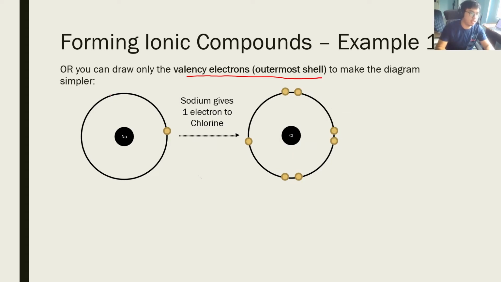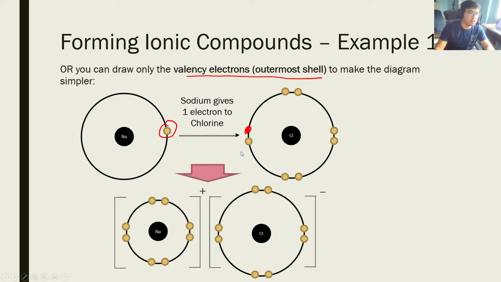Same thing. This one will be given here, and when you draw the atom, it becomes like this. Before, this is 2,8,1, and this is 2,8,7. You are only drawing 7 and only drawing 1, and then this one becomes 2,8, and this one becomes 2,8,8.